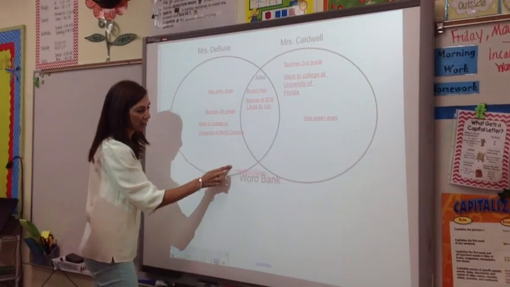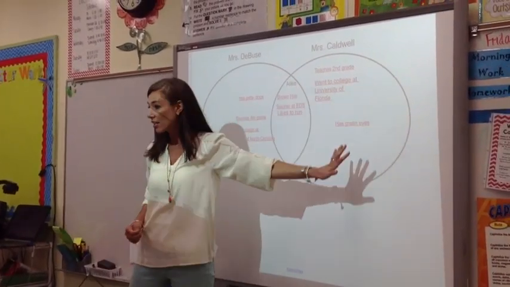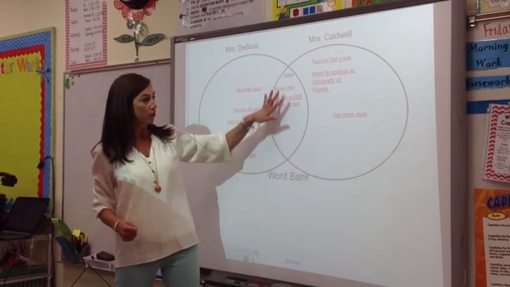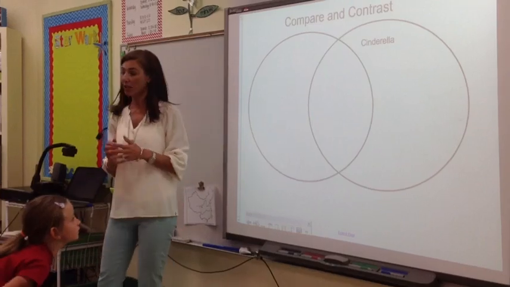So you know how Venn diagrams work. These are things that are just about me, and these are things that are just about Miss Caldwell. But these are things that we have alike, right? So today, we're going to compare and contrast.